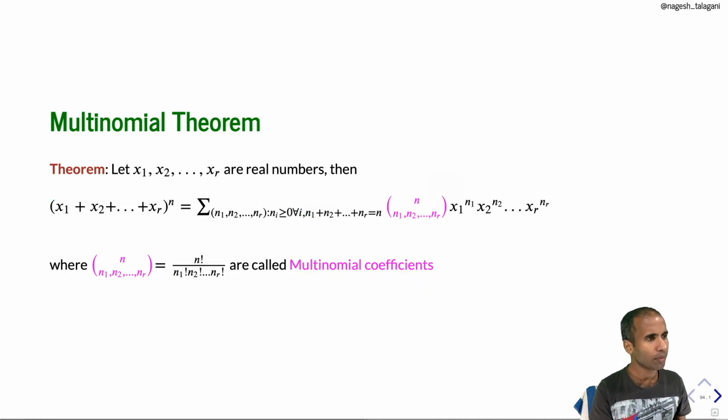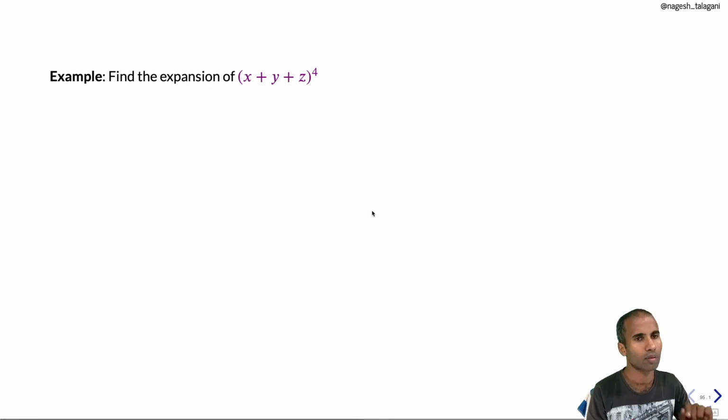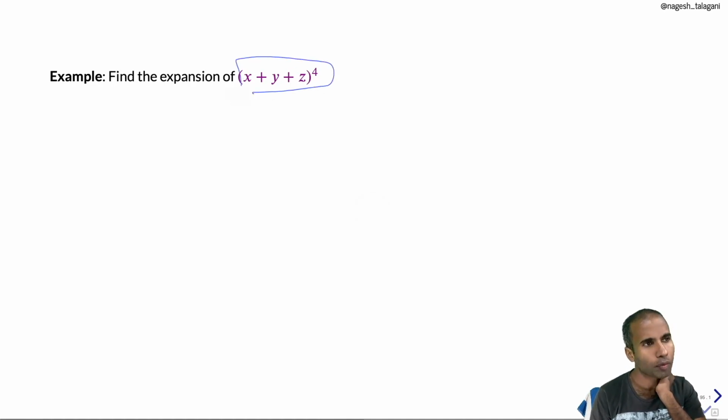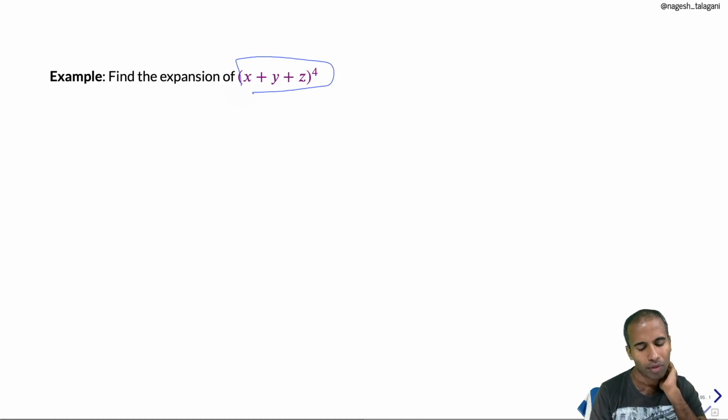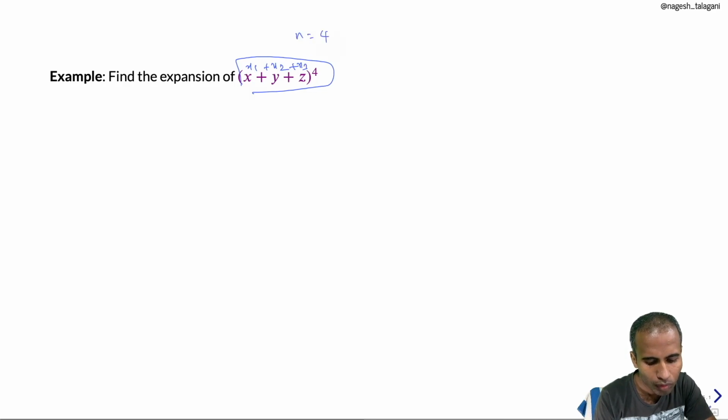Okay, let me do the problems. Example: find the expansion of (x plus y plus z) all to the power of 4. Okay, so now using the multinomial theorem we will expand this. So you think of it like (x1 plus x2 plus x3) all to the power of 4. Here n equals 4. Here r equals 3.